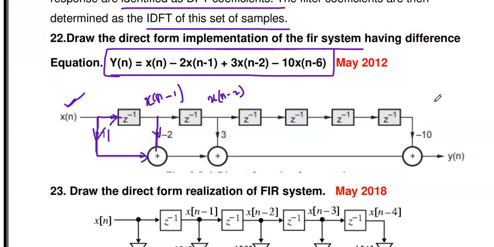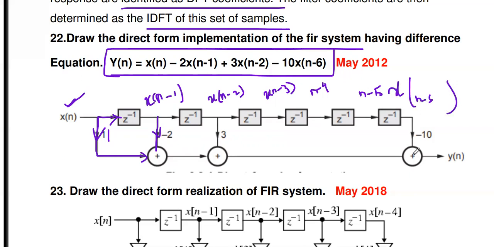We have to derive x of n minus 6. So 4 times we have to give it to the delay. So this x of n minus 2 you give it to first delay. The output obtained here is x of n minus 3. Here x of n minus 4. In this x of n minus 5. Here x of n minus 6. So after these 6 delays, we can get x of n minus 6.